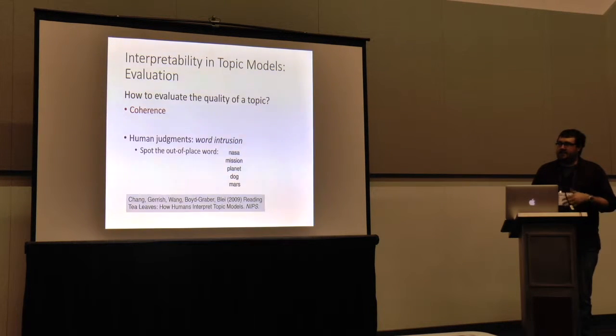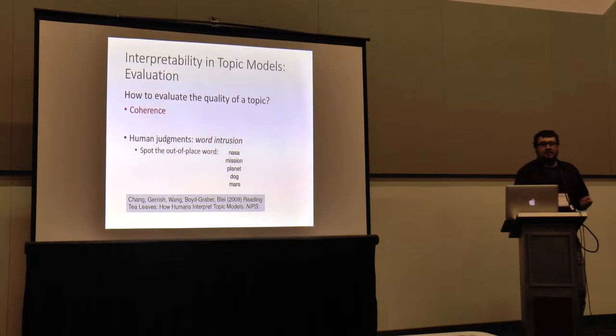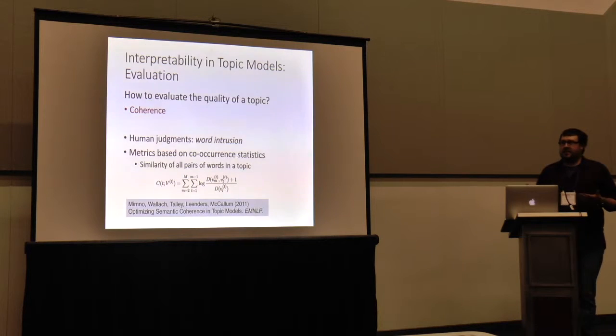If the topic is just noisy and junk, then it'll be hard to tell which word is out of place, because all of the words will look out of place. And so this is a human experiment that can measure the coherence of topics. People also propose other metrics, and there are lots of metrics that have been proposed. There are several papers. I cite just one of them.